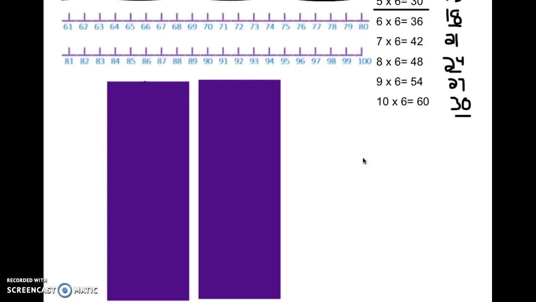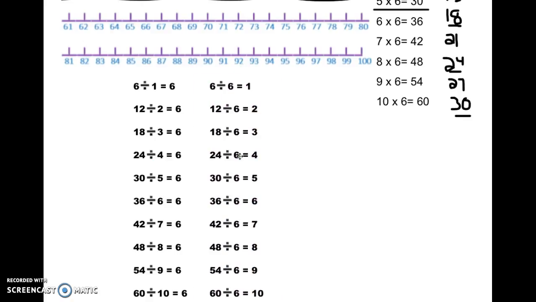Now let's take a look at the division version and see if we see any patterns that exist in those. So you'll take a look here. Couple patterns you might notice in our first set, that all of our products equal 6. In our second set, all of our divisors equal 6.